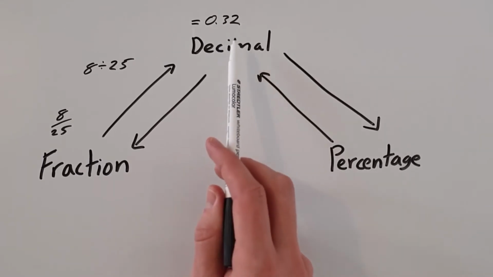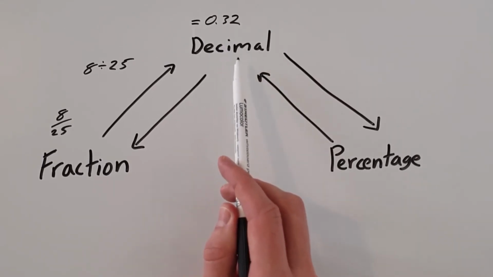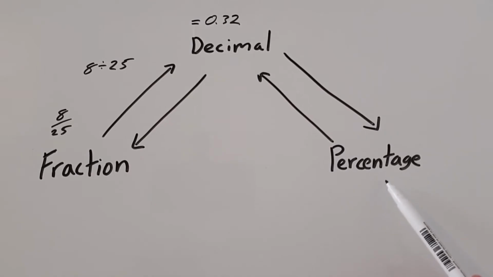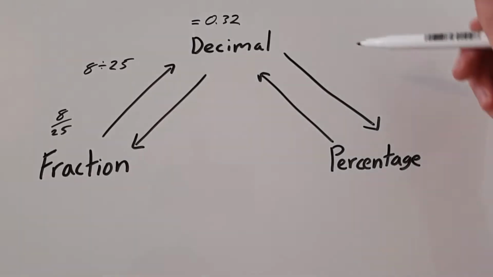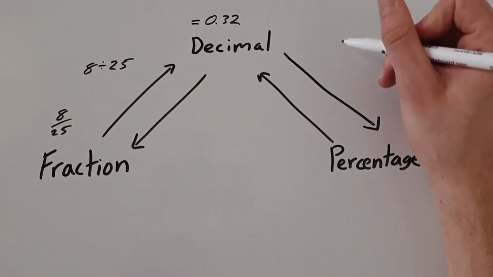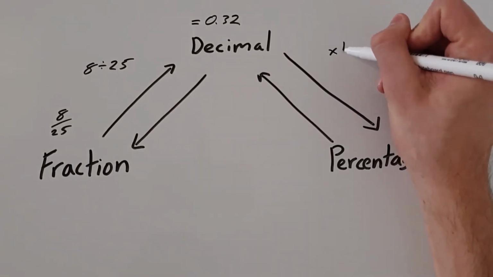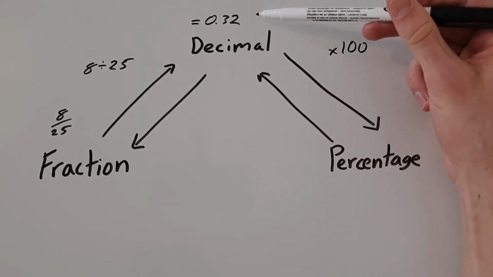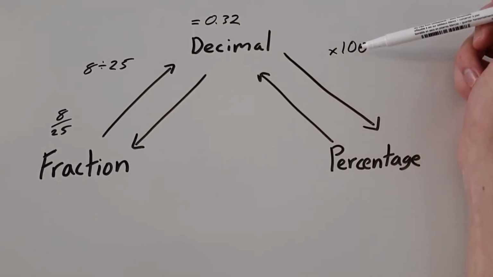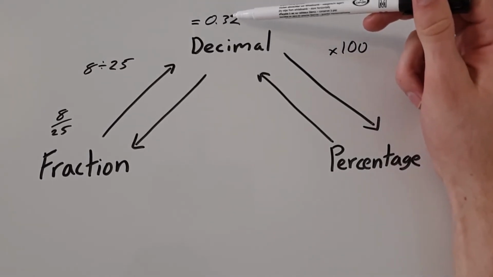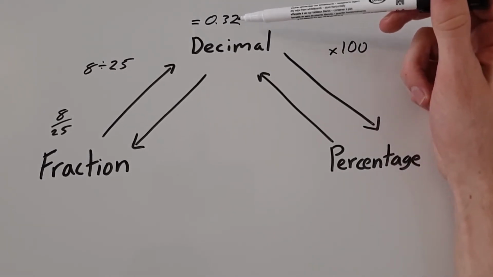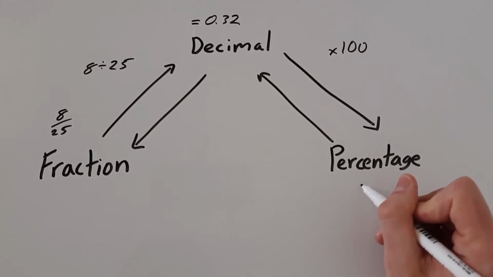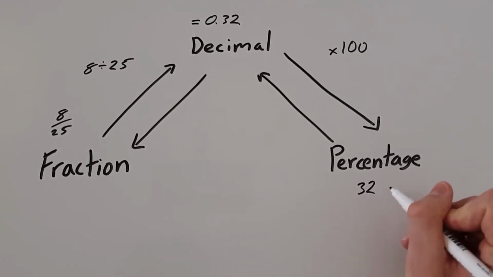Okay, so now you take this decimal, this 0.32, and we want to convert this into a percentage. So this is probably the easiest step we're going to do in this whole video. All we do to get a percentage from a decimal is multiply it by 100. So in this example, we'll take our 0.32, multiply it by 100, so we'll move our decimal point along 2 spaces, and we'll get 32. So this will become 32%.